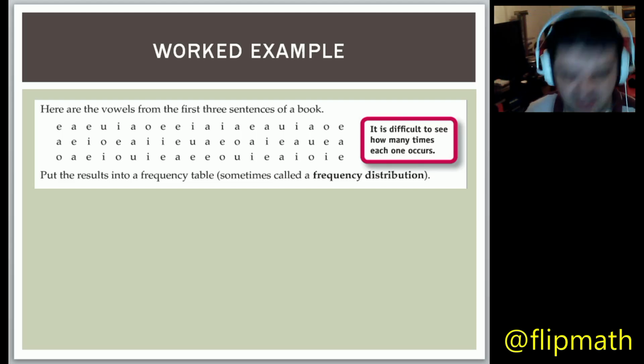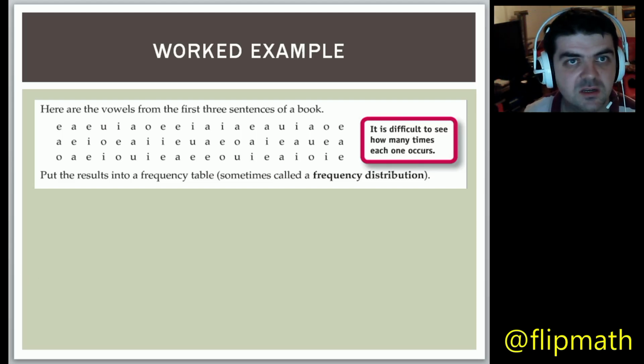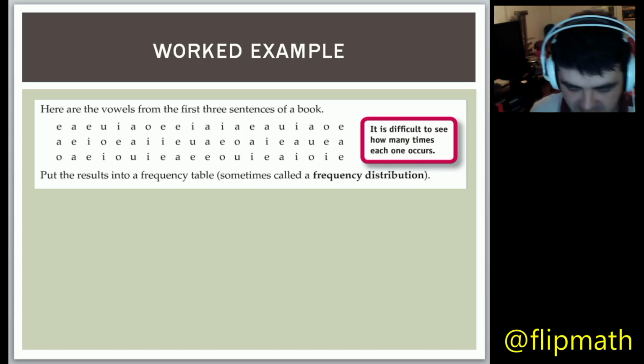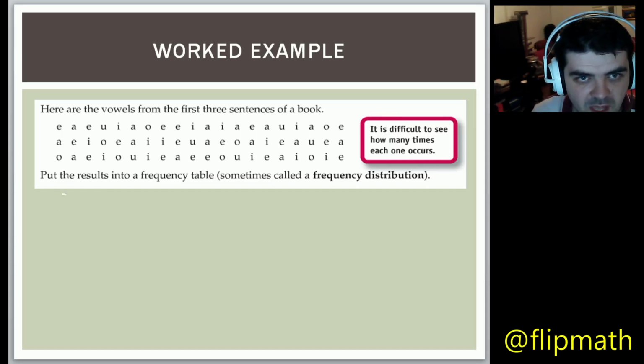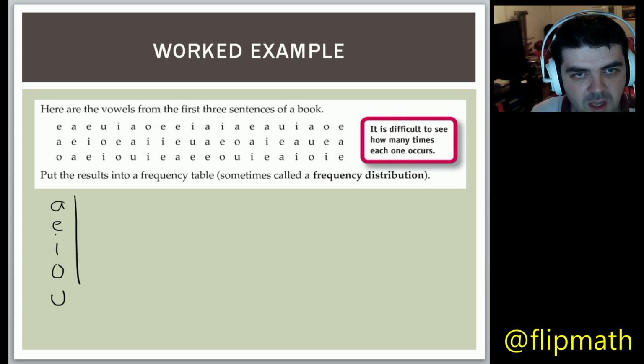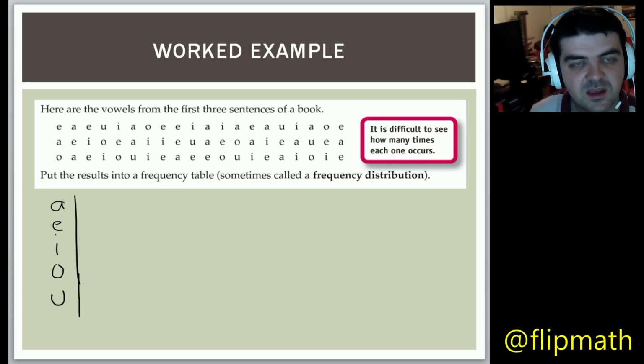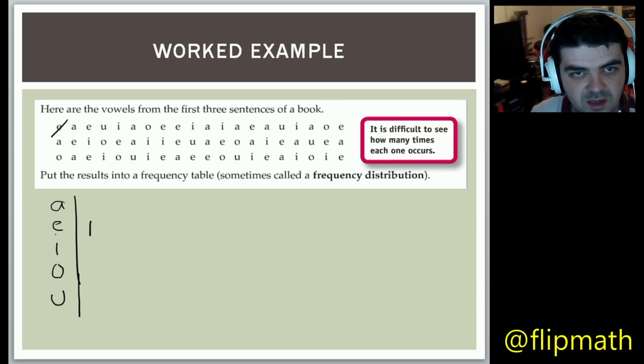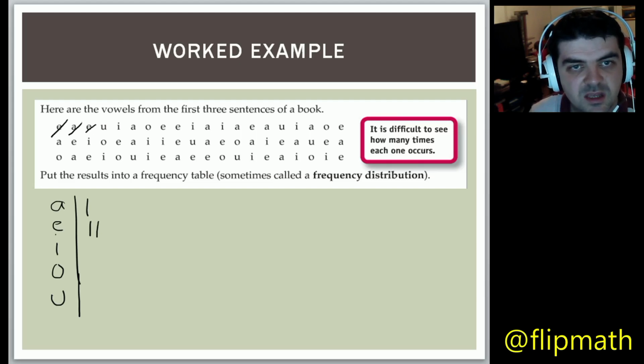And the best way to do this is to draw yourself a little table and then tally them. So I would do A, E, I, O, U. And the trick is that you would go through each letter and stroke it off. So you would do, there's one E, and start your tally. There's one A, start your tally. One E, start your tally. U, start your tally. I, etc., etc.